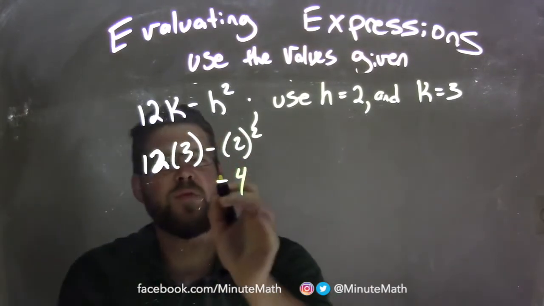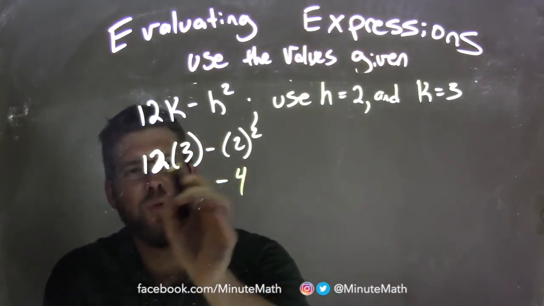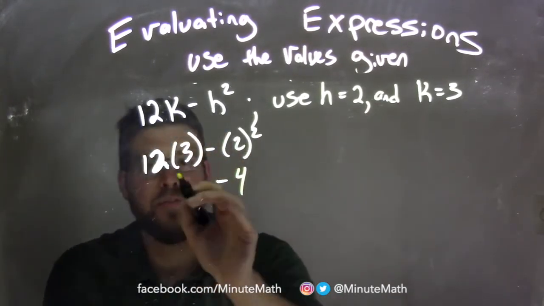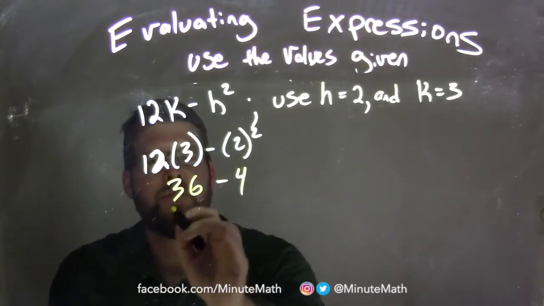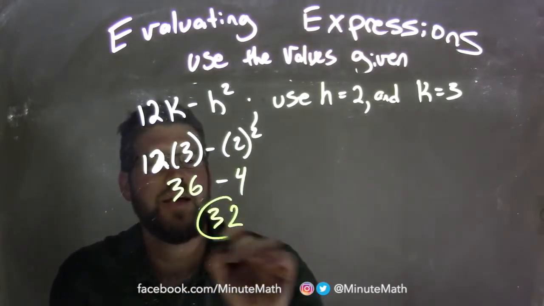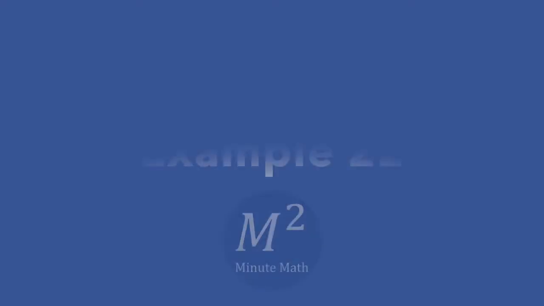Exponents. And then since we're separated by the subtraction sign, I can do the 12 times 3 first. And 12 times 3 is 36. So now we have 36 minus 4 left, and 36 minus 4 is 32. And that is my final answer.